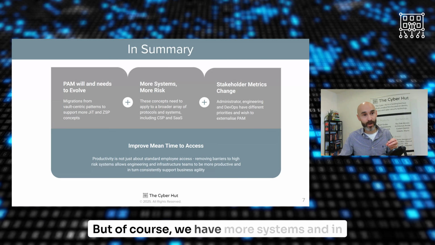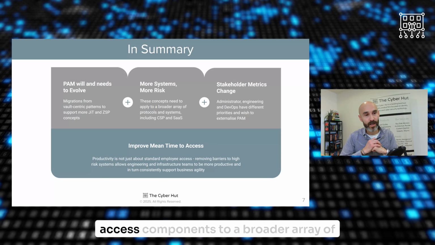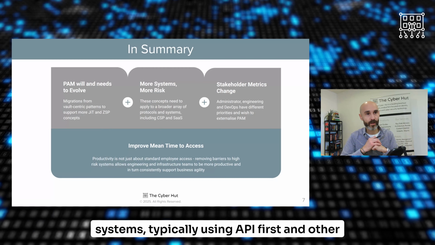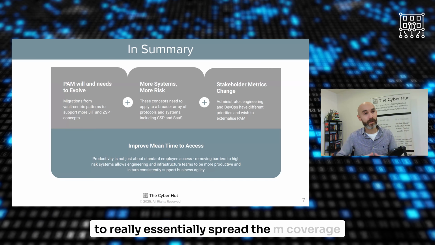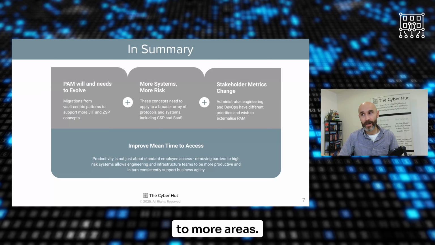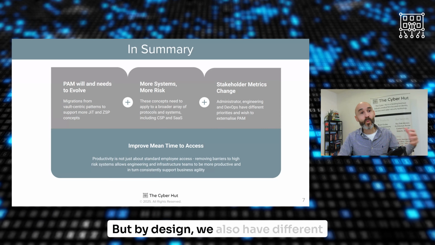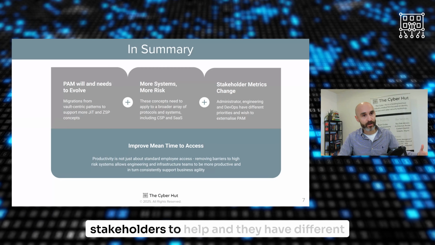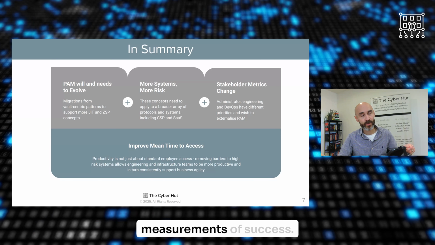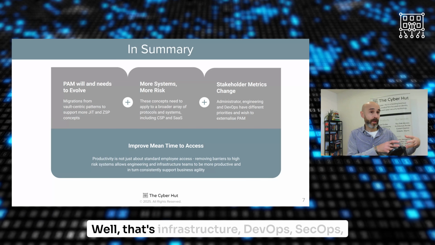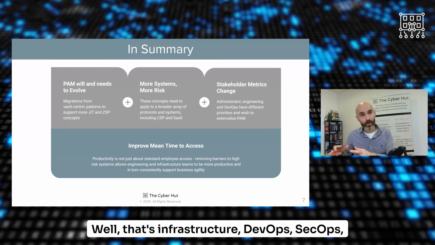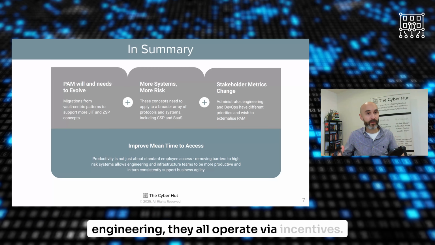But of course, we have more systems and in turn more risk that needs to be managed, and we have to integrate these privileged access components to a broader array of systems, typically using things like API-first, to really essentially spread the coverage to more areas. But by design, we also have different stakeholders, and they have different measurements of success. And whether that's infrastructure, DevOps, SecOps, engineering, they all operate via incentives.